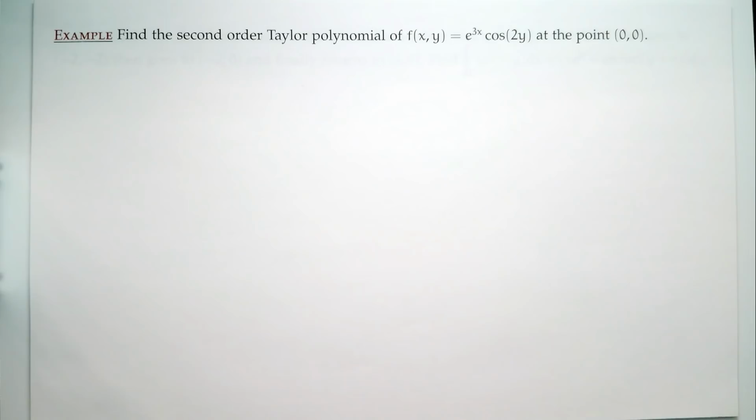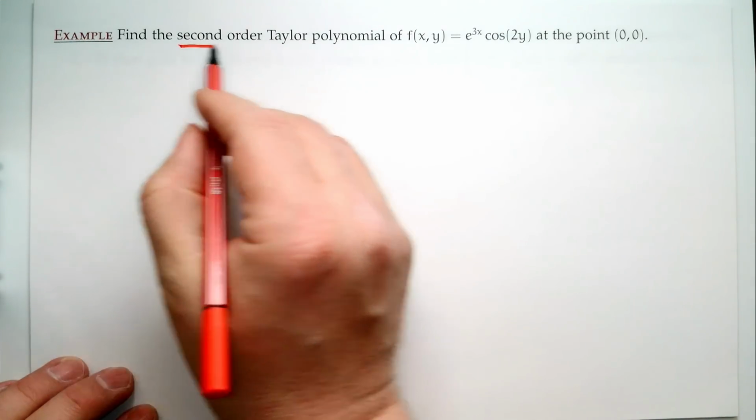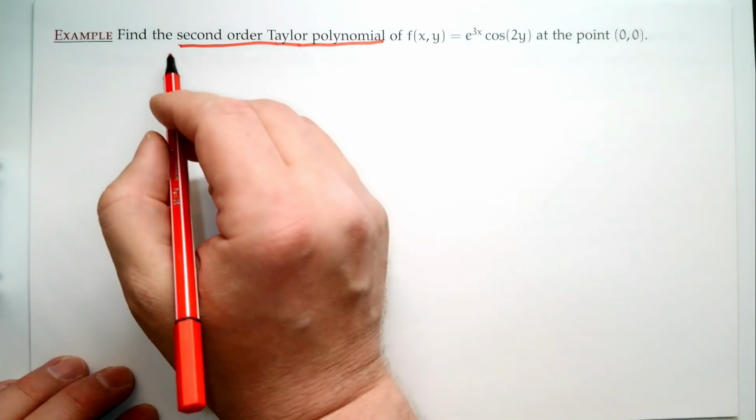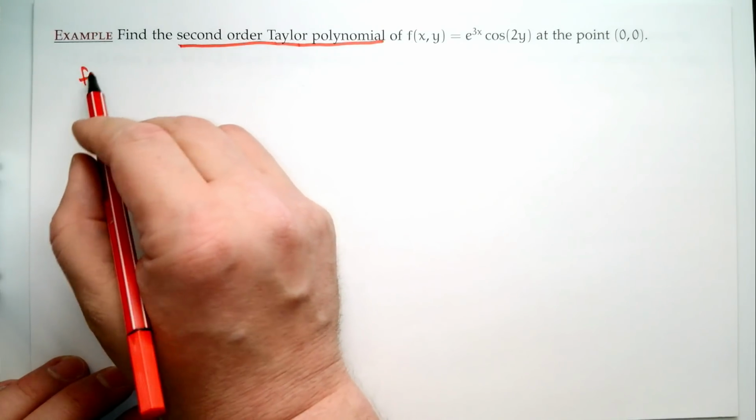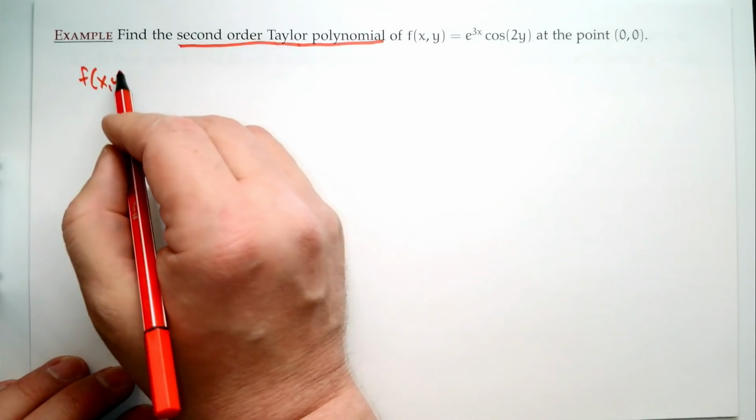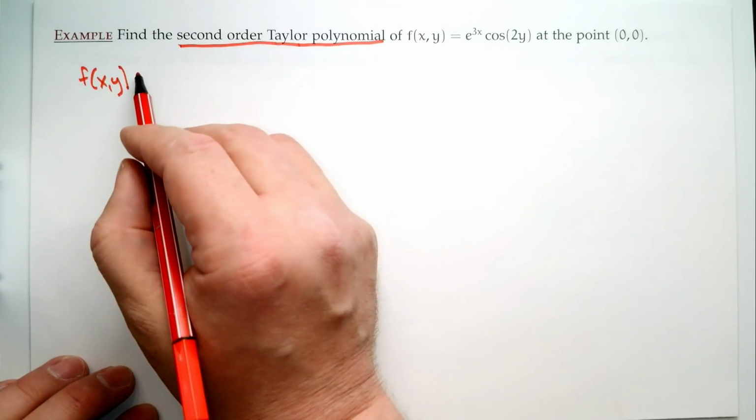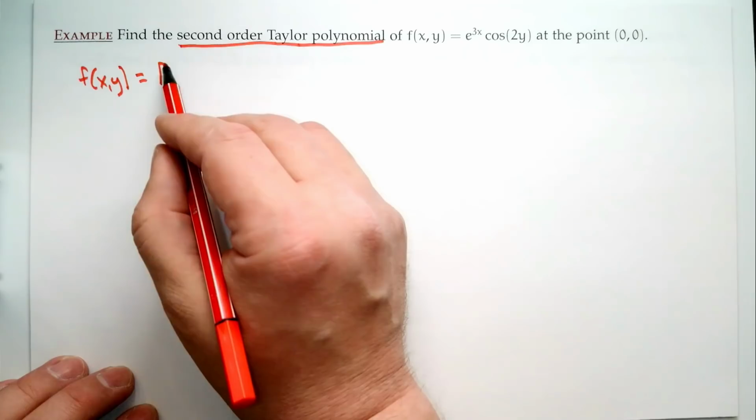Find the second order Taylor polynomial of f of x, y equals e to the power 3x cosine 2y at the point 0, 0. So Taylor polynomials, and this is a second order Taylor polynomial. What does that mean? Well, what it means is there's lots of derivatives. In general, if you want a Taylor polynomial, here's our generic formula.